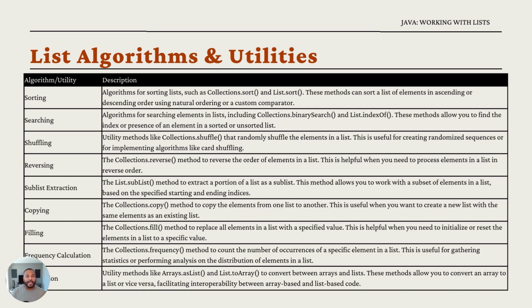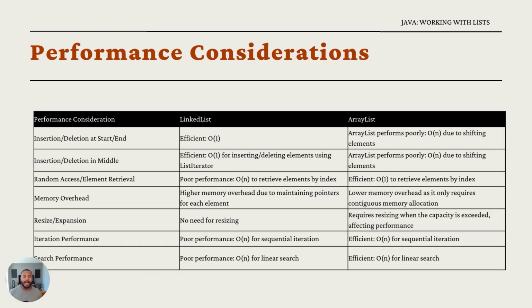So here we have a few list algorithms and utilities that are commonly used. I just went over linked lists, array lists, all of the lists, and we need to always keep in mind the performance considerations. When working with lists in Java, choosing between either the linked list and the array list can significantly impact performance based on the specific operations you will be performing. In this slide, we'll explore the performance considerations for insertion and deletion at the start, end, and middle, random access / element retrieval, memory overhead, resize expansion behavior, iteration performance, and search performance.